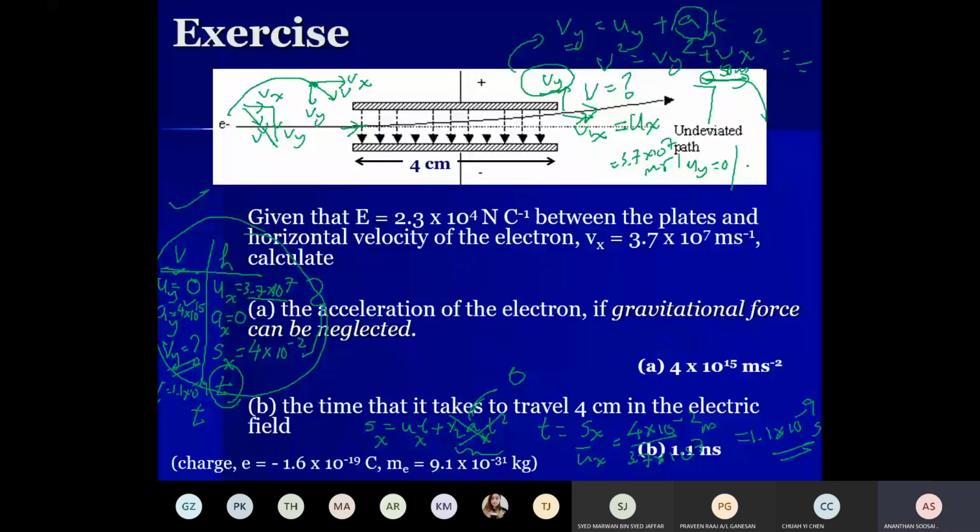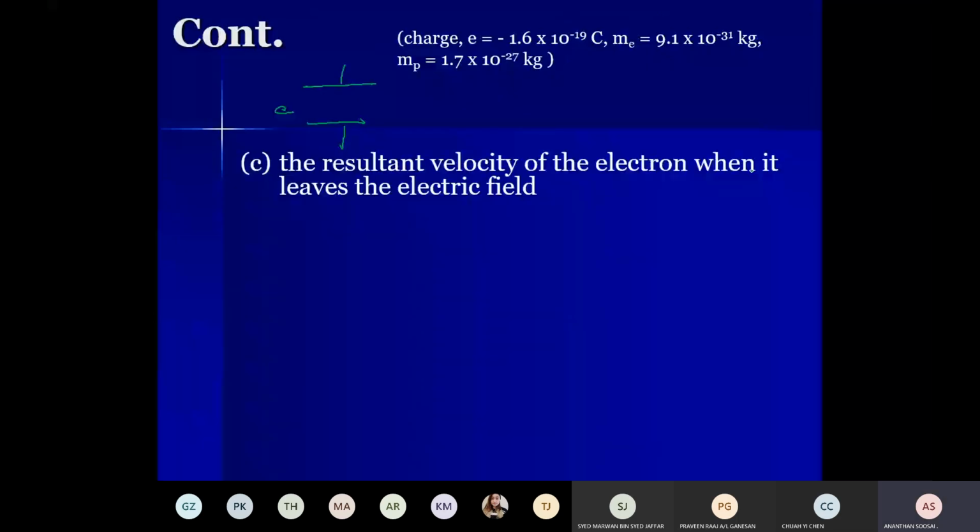Okay, so anyone got the answer? The resultant velocity? 3.73 times 10 to the power 7. Okay, so all of you get that, 3.73 times 10 to the power 7 meter per second should be your answer. I think the technique shouldn't be a problem, it's projectile. Okay, so let's continue. More questions coming in.